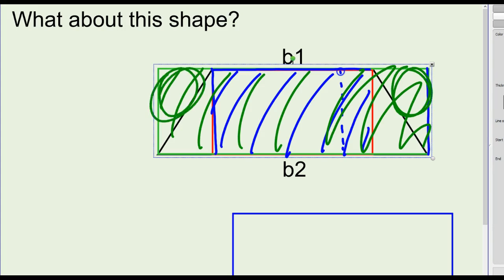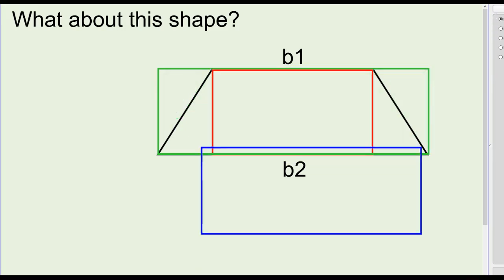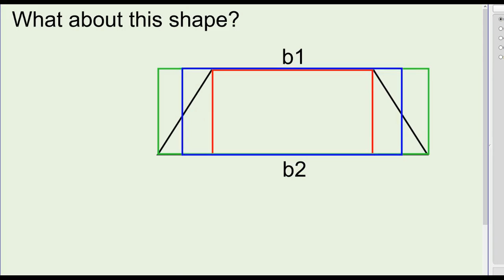So I can't use just base 1 and I can't use just base 2. I have to think about a better way to do it. So let me get rid of that. What if I put this up there and I actually use an average of base 1 and base 2? Not all the way to the full base 2, but not as short as base 1. I pick something in between. Well, if it's exactly in the middle between base 1 and base 2, like this blue rectangle, this little piece out here would actually fit and fill in right there, and this little piece out here would fit and fill in right there, and that blue rectangle is actually going to give me the correct area of the trapezoid.